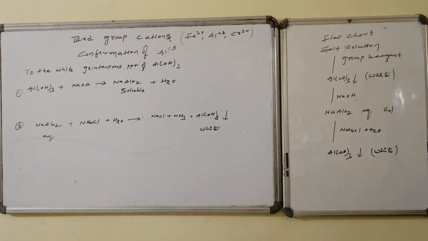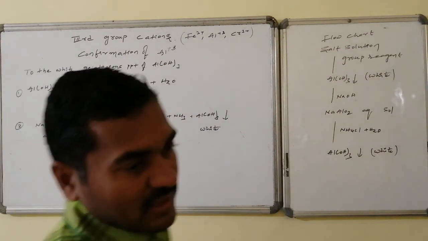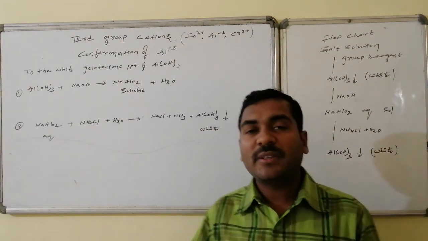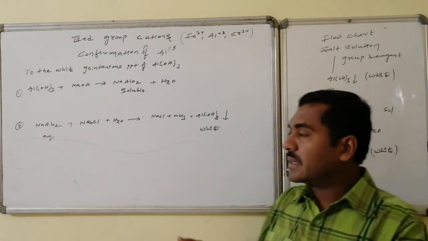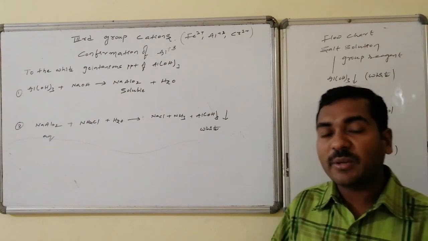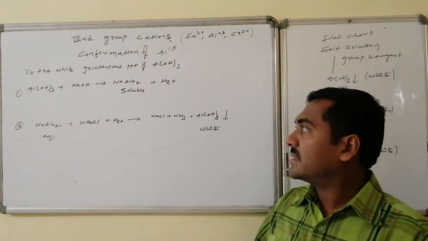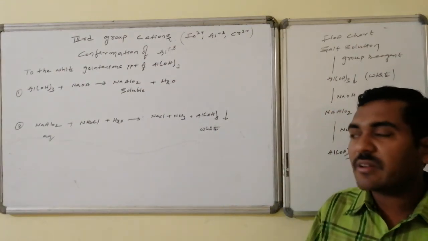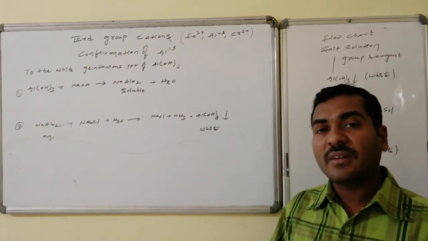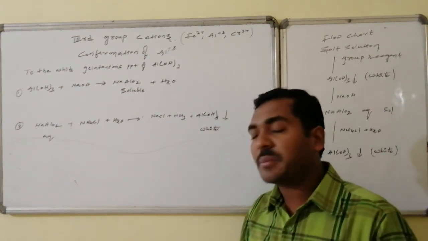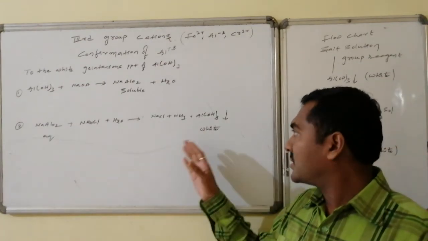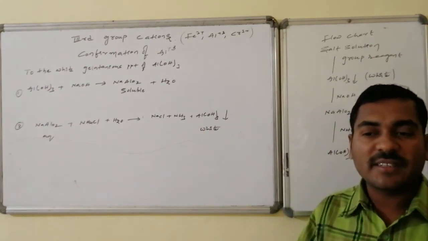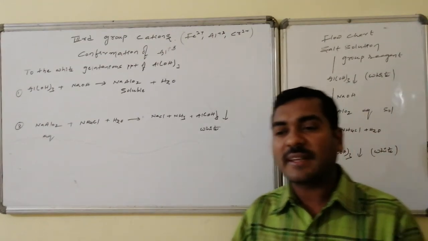For confirmation of aluminium 3+, to the white gelatinous precipitate of aluminium hydroxide, sodium hydroxide is added. As a result, it converts to sodium meta-aluminate, NaAlO2. Oxidation numbers of everything remain the same. It is a non-redox reaction, but the product is soluble. The sodium metaaluminate, on reaction with ammonium chloride followed by water, once again leads to the formation of aluminium hydroxide, a white precipitate.